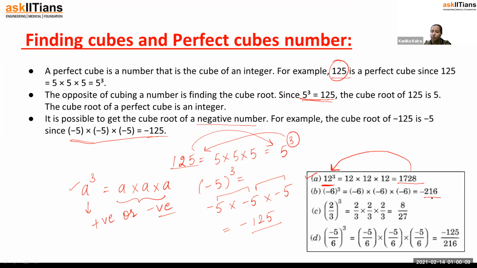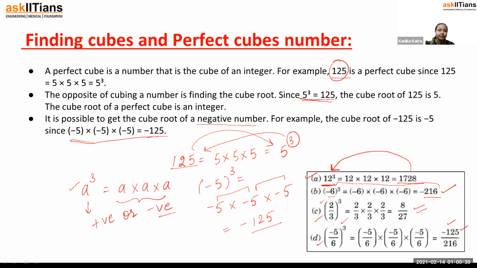Cube root of minus 216 would be minus 6. Cube root of 8 by 27 would be 2 by 3. And cube root of minus 125 by 216 is minus 5 by 6. And the vice versa would be, the cube of minus 6 is minus 216. Cube of 2 by 3 would be 8 by 27. And cube of minus 5 by 6 would be minus 125 over 216. So this is the basic gist of the chapter.